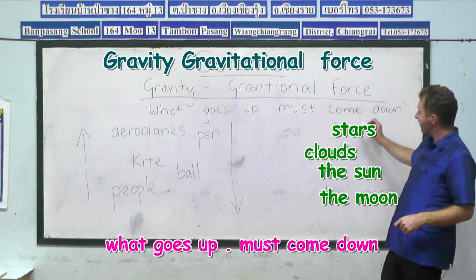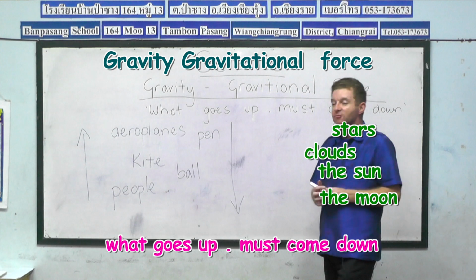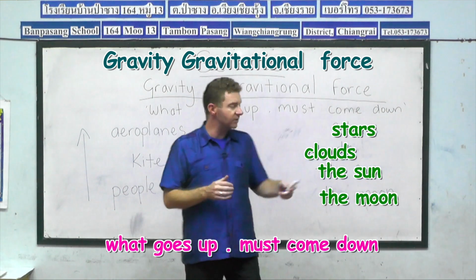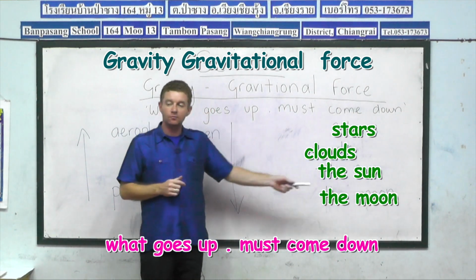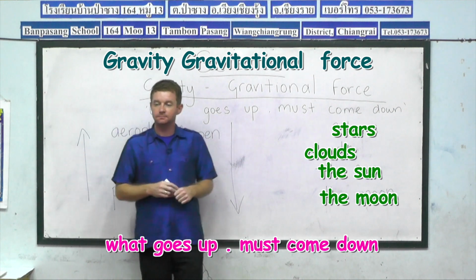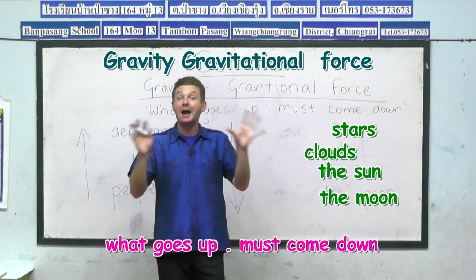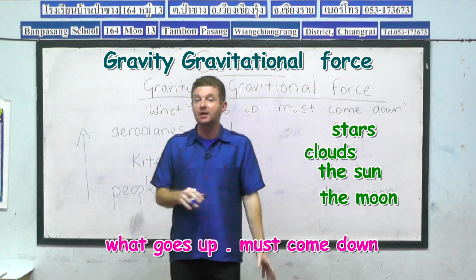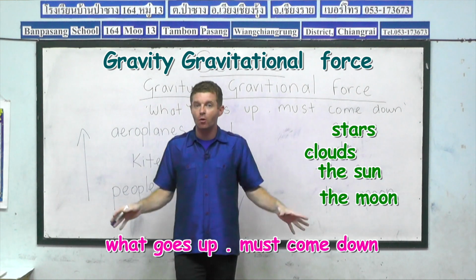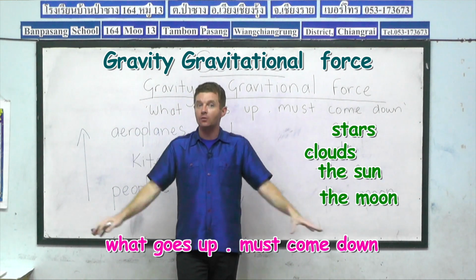So here we have some planetary objects that do not come down to the Earth. Does anybody know why gravity does not control these objects? Because they're outside the Earth's atmosphere. Gravity is only a force that controls things on the Earth.